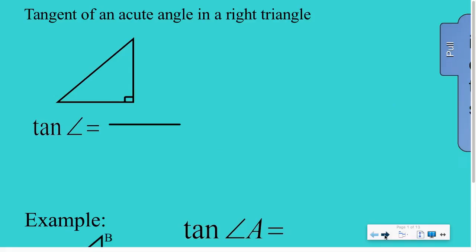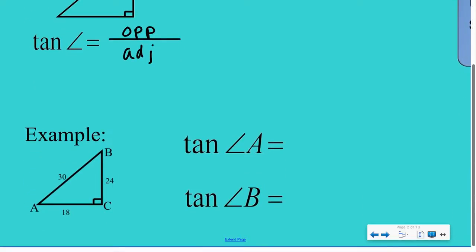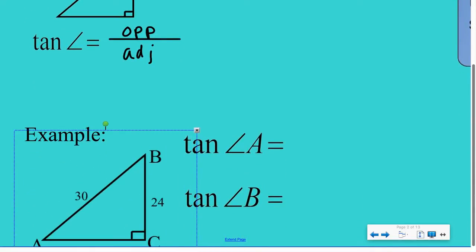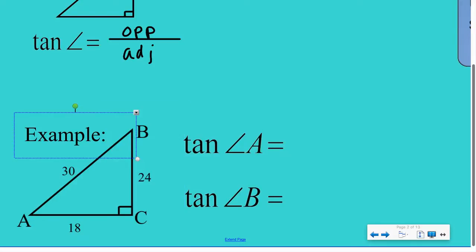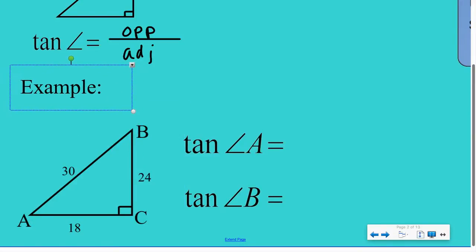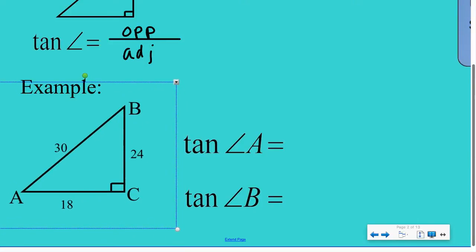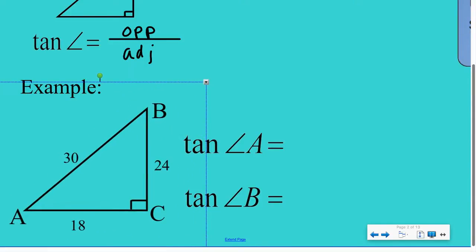The tangent ratio compares which two sides of a triangle? Opposite. Excellent. It's the opposite side over the adjacent side. Okay. At the top of your note packet, in the margin, I want you to write the tangent ratio for angle A in this picture and the tangent ratio for angle B in this picture. You don't have this picture on your notes. So just at the top somewhere, write tangent A equals and tangent B equals and write the ratios for those two.